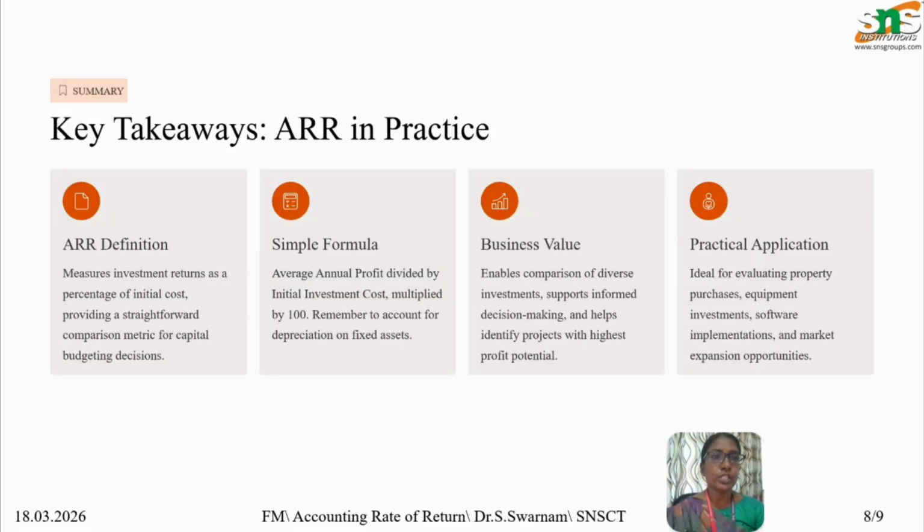Friends, in today's session we discussed accounting rate of return. We have seen the definition, and we have also seen the formula for calculating the accounting rate of return, that is average profit divided by original investment into 100. It helps the company to measure feasible projects, and we can easily understand which project is feasible for the company, and based on that we can go for taking the investment.